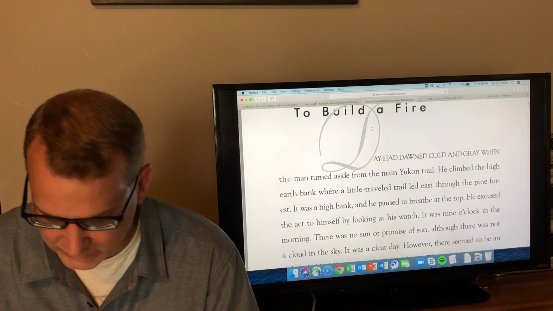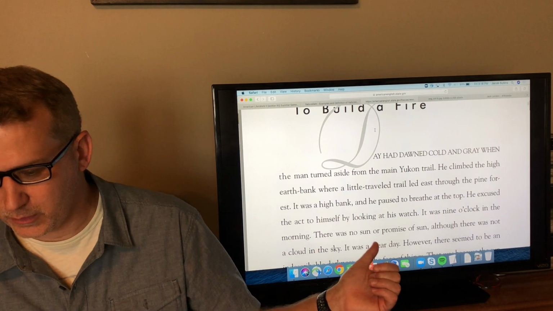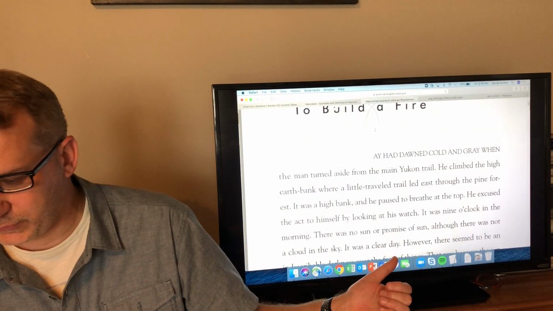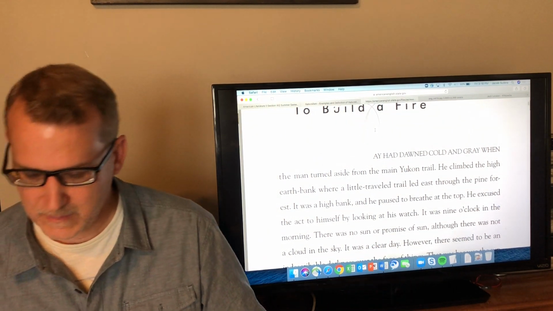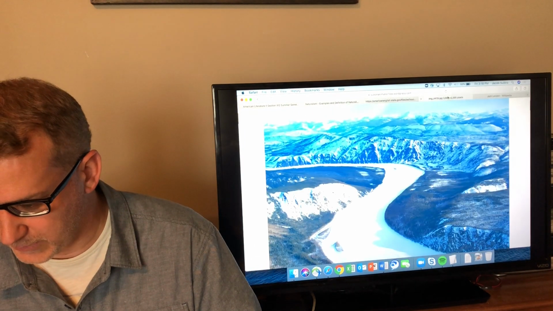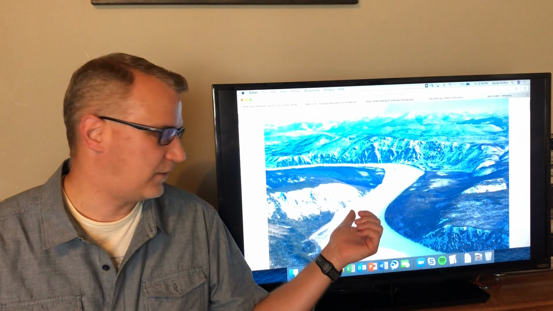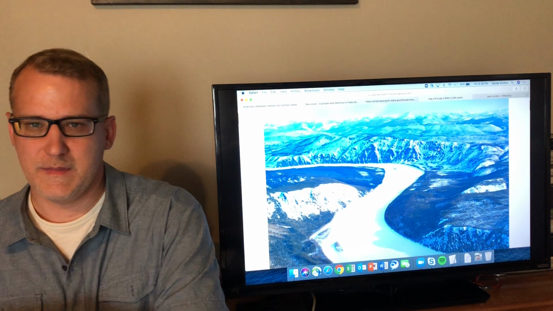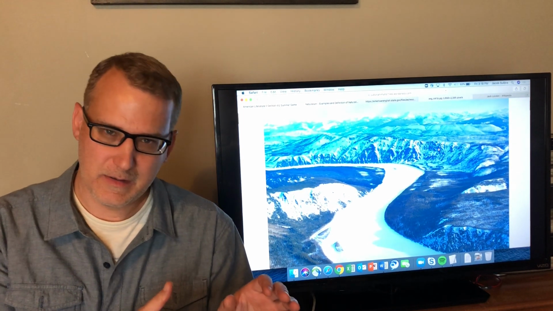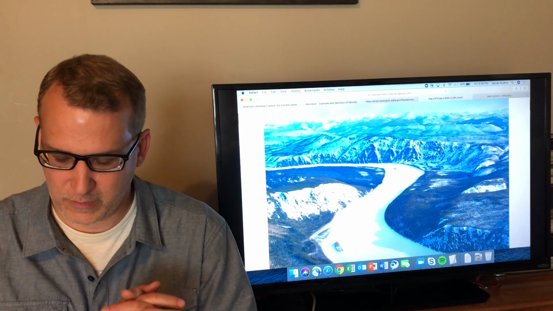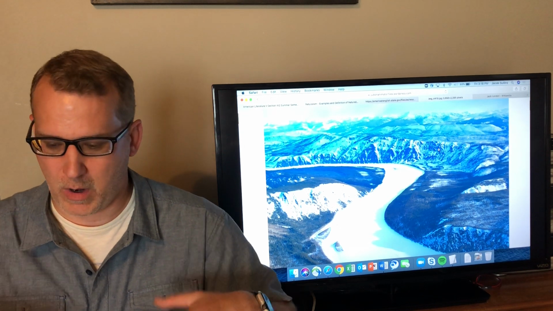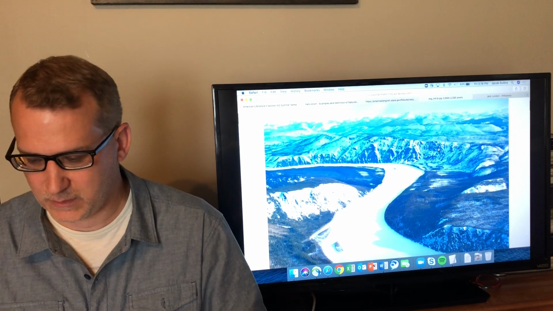You see at the very beginning of this story, "Day had dawned cold and gray when the man turned aside from the main Yukon Trail. He climbed the high earth bank where a little traveled trail led east through the pine forest." The Yukon Trail is a little deceptive here because that is the Yukon River. You can see the Yukon River in this picture. It is a giant river that runs from northwestern Canada all the way across Alaska and then into the Pacific Ocean, the Bering Strait there. It is called the Yukon Trail, though, because in the winter, you can walk. It's the clearest, most obvious path flowing through there.